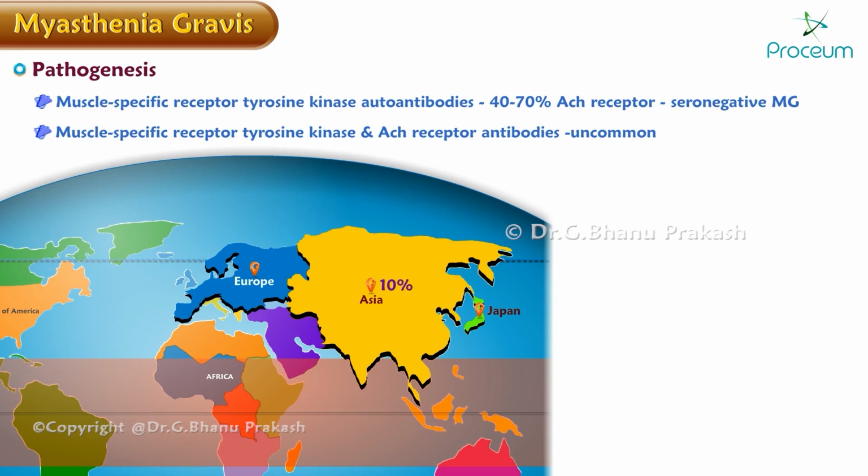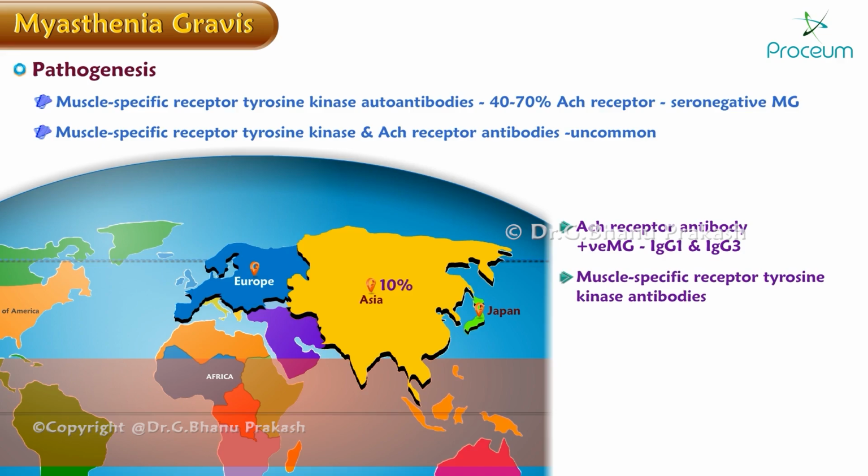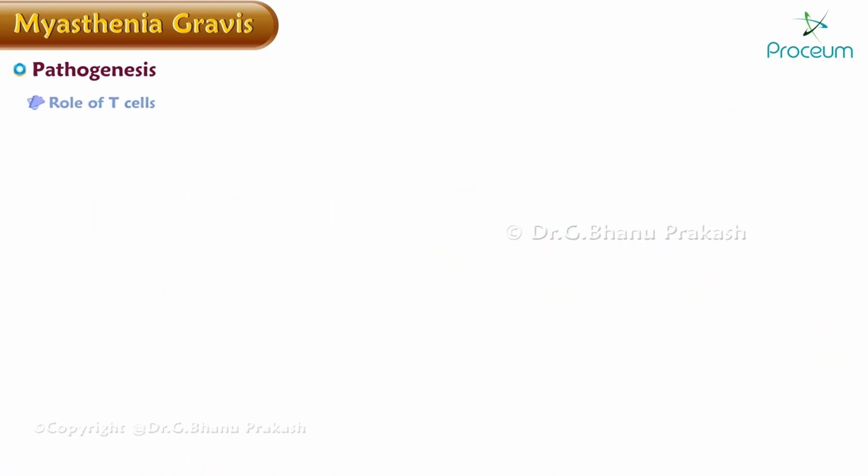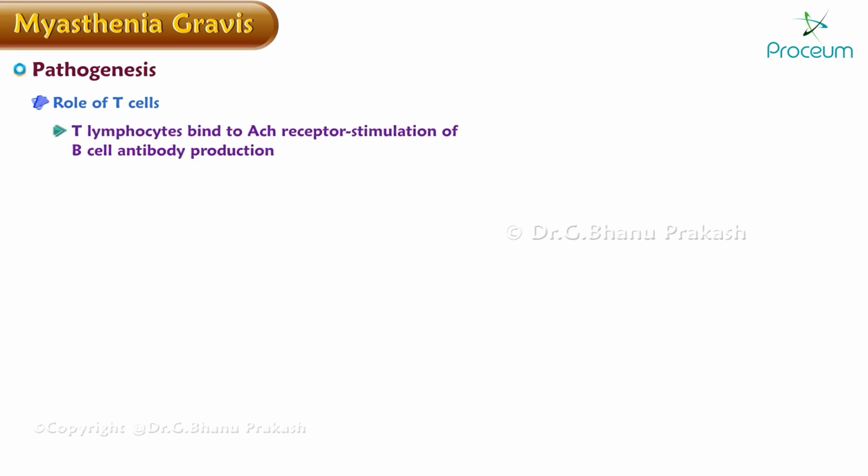In contrast with acetylcholine receptor antibody-positive myasthenia gravis, in which complement-fixing immunoglobulin G1 and immunoglobulin G3 subclasses predominate, muscle-specific receptor tyrosine kinase antibodies are mainly immunoglobulin G4, the immunoglobulin G subtype that does not activate complement. Role of T cells. T lymphocytes also play an important role in myasthenia gravis. T lymphocytes bind to the acetylcholine receptor, and their main role is thought to be stimulation of B-cell antibody production.